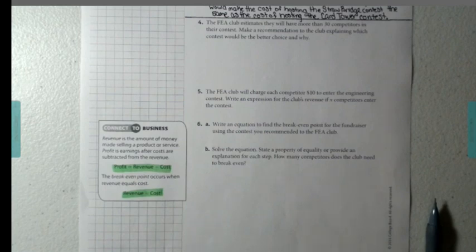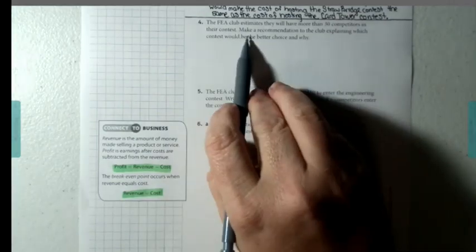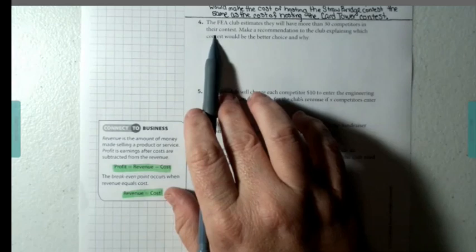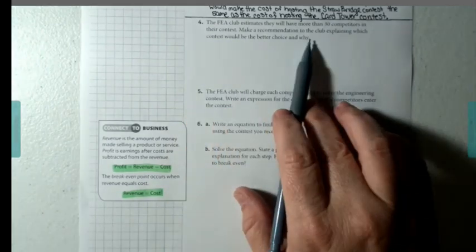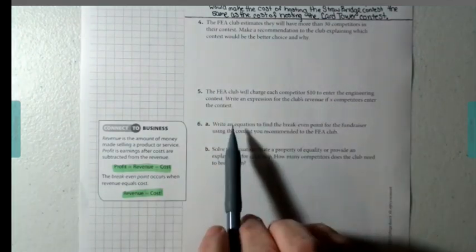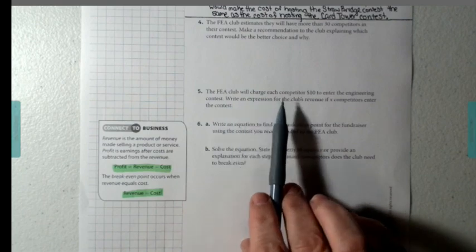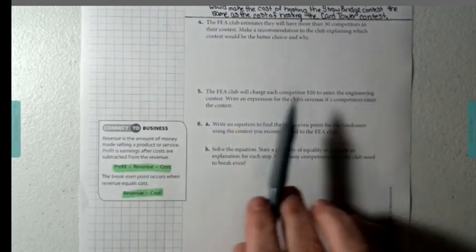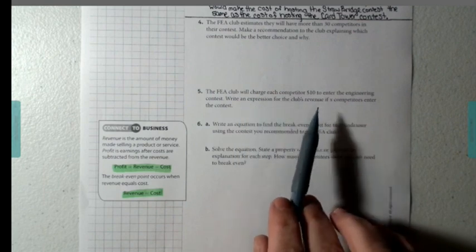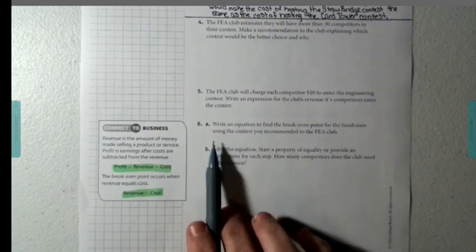Let's take a look at question 4. 4 says the FEA club estimates that they will have more than 30 competitors in their contest. Make a recommendation to the club explaining which contest would be a better choice and why. Number 5, the FEA club will charge each competitor $10 to enter the engineering contest. Write an expression for the club's revenue if X competitors enter the contest.